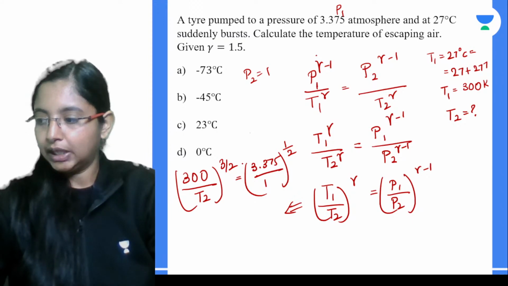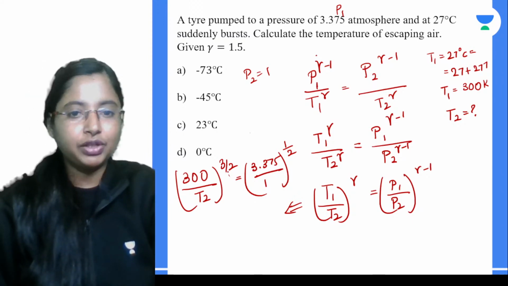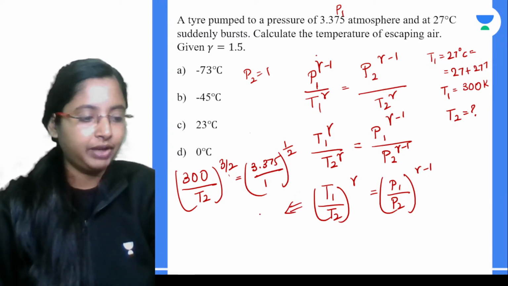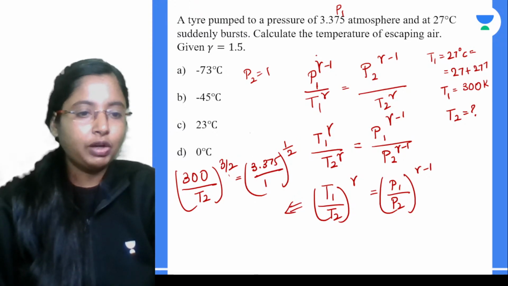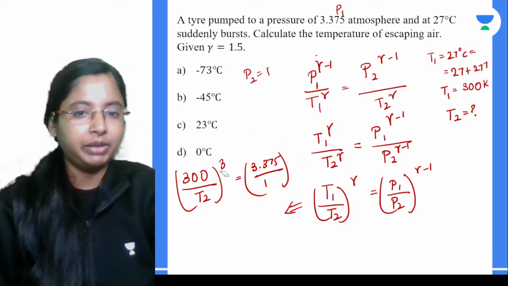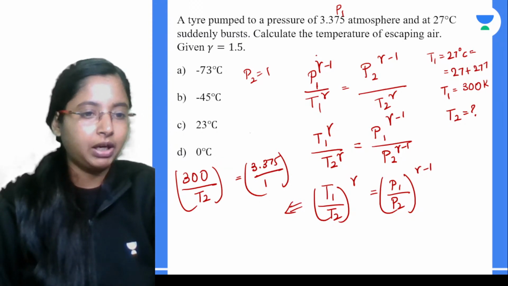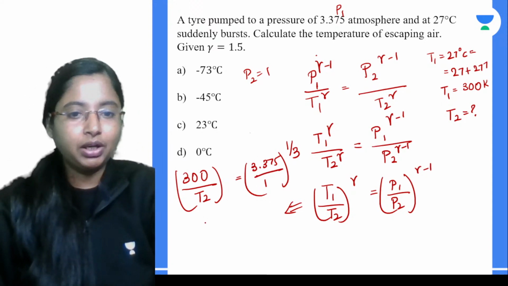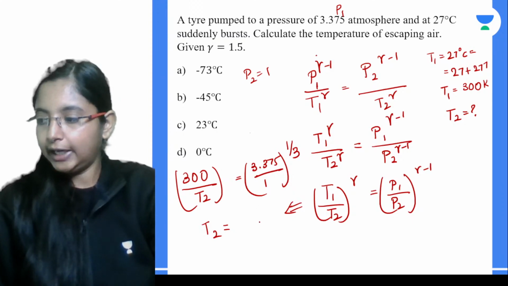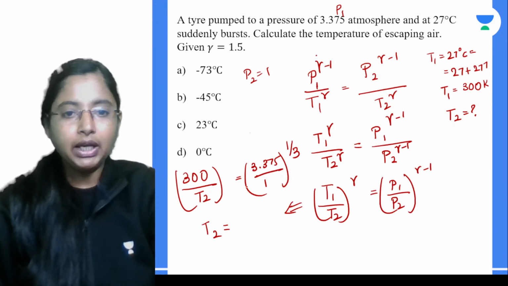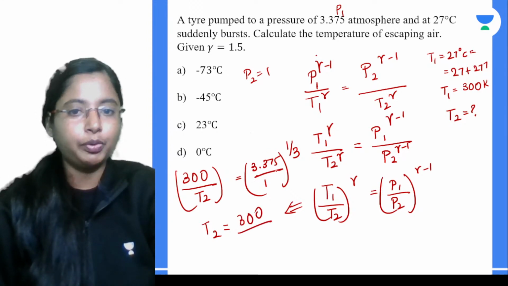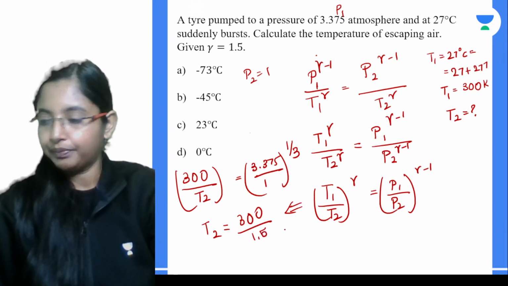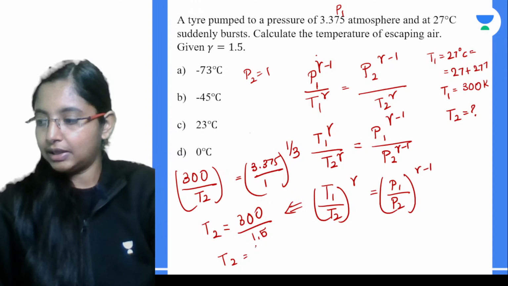Very simple, right? On one side we have 1 by 3, on one side we have 1 by 2, and on the other we have 3 by 2. So we can eliminate the denominators here. Here 1 by 2 we can eliminate, and here also 1 by 2 we can eliminate. When this 3 goes to the other side, it becomes 1 by 3, the cube root of this value. From here, what is T2? T2 is nothing but 300 divided by the cube root of this value. If you take the cube root of this value, you will get 1.5. So T2 here is somewhere around 200 Kelvin.